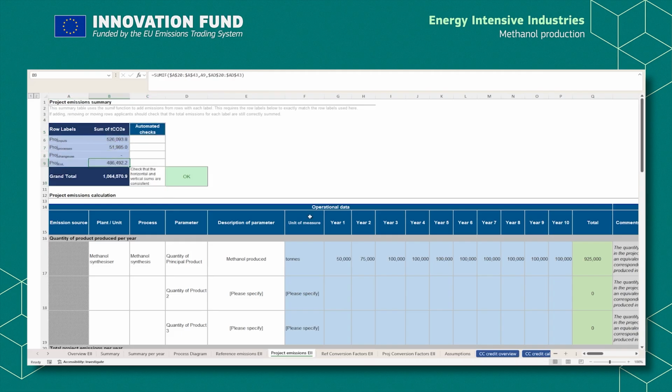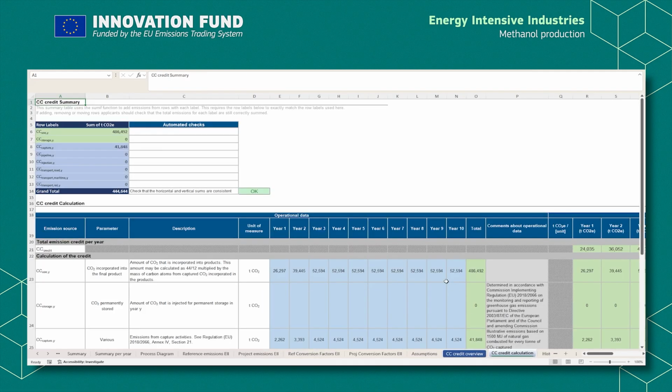We have now finished filling in the project emissions and the reference emissions terms, but we still need to add a credit for carbon capture and utilization. The basic principle for calculating a carbon capture credit is to subtract the emissions from the capture process from the amount of CO2 that is either permanently stored or used in a product. In row 23, I have entered the amount of CO2 that is incorporated into the final product. I'm calculating this as the difference between the amount of captured fossil CO2 supplied into the methanol synthesis reactor and the amount of captured fossil CO2 that is vented from the reactor.